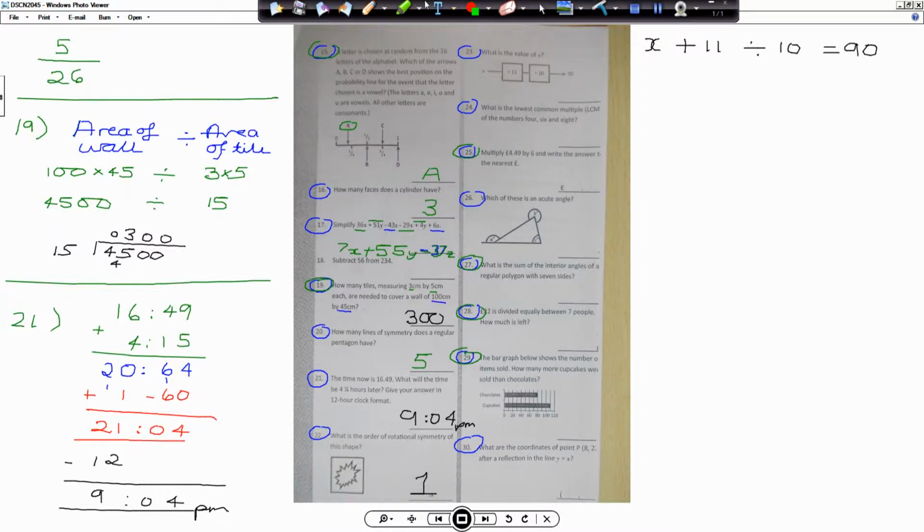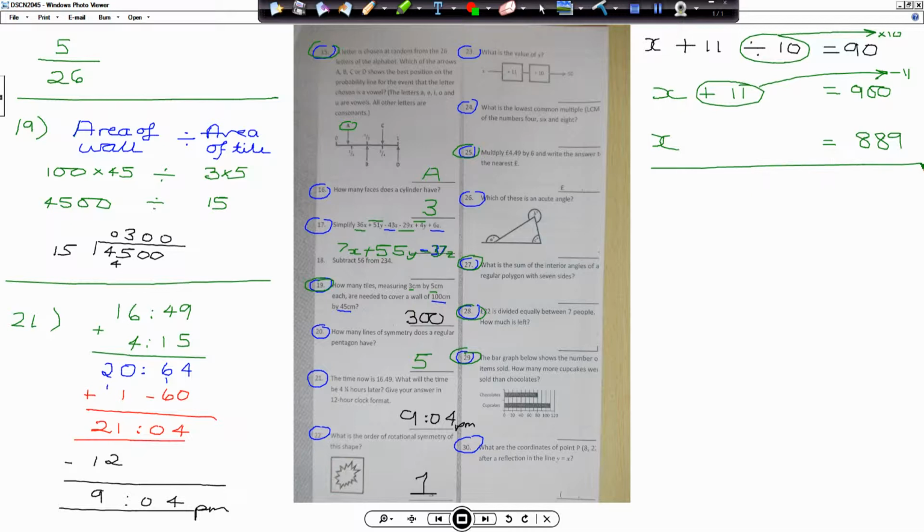So what do we do for this question? We say the opposite of divide is times by 10. So 90 times by 10 is 900. So we have now x add 11 is left over. So the opposite of add 11 is take away 11. Okay. So we say x is equal to 900 minus 11, which will give us what?